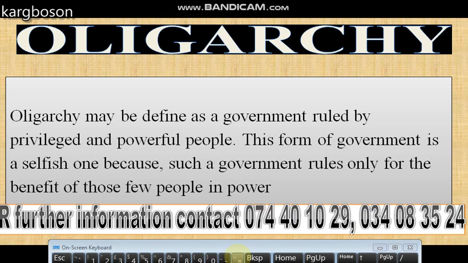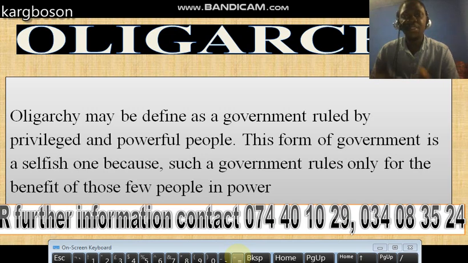Political systems or forms of government called oligarchy. Oligarchy may be defined as a government ruled by privileged and powerful people. This form of government is a selfish one because it rules only for the benefit of those few people in power. That is oligarchy. That is a government that is being ruled by privileged and powerful people. And this form of government, their objective is not to cater for everybody, but to cater for the few privileged in society.